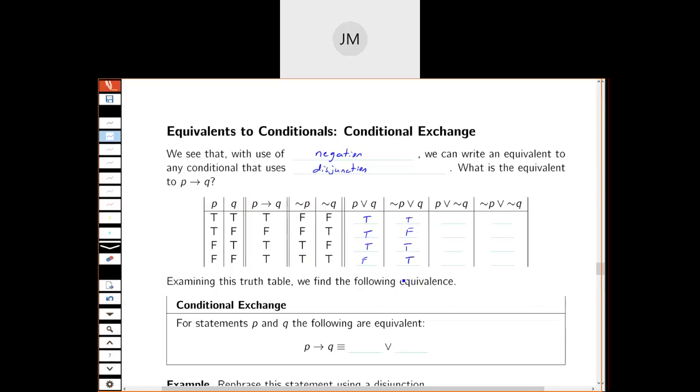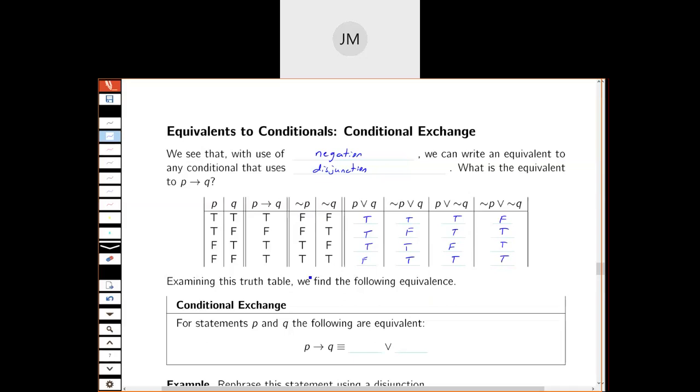Okay, P or not Q. So I have at least one true, at least one true, false, and then not Q is also false, so they're both false here, so I get a false, and then at least one true. Okay. Not P or not Q, they're both false in this first row, and at least one true in the others.